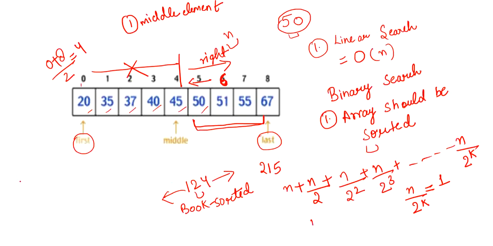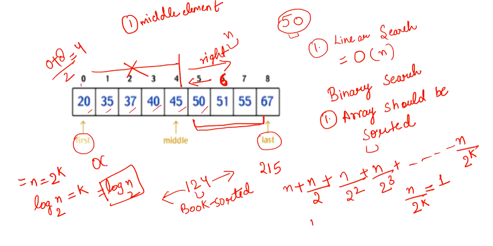So we get n equal to 2 raised to k. On taking log, we get log base 2 of n equal to k. So what is the time complexity? Log n base 2. In linear search we had big O of n, now here we have big O of log n, so we have reduced the time complexity, and whenever learning an algorithm, this is our main agenda, to reduce the time complexity. I hope you understood the approach for binary search.